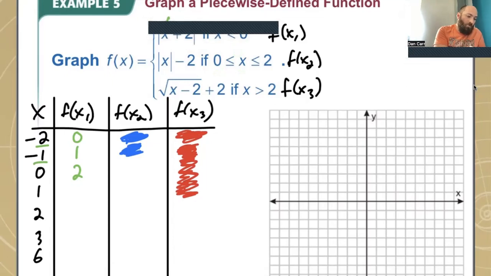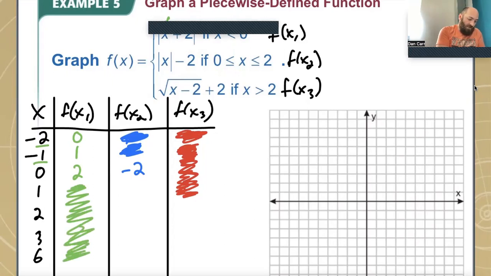I'm going to go ahead and get blue. We do the absolute value of 0 with that one. 0 minus 2 is going to give me a -2 here. So the green graph is now done. If I look at 1, 2, 3, 6, it does not exist for anything else. So I'm just going to go ahead and block that out. We don't need to do any of those.